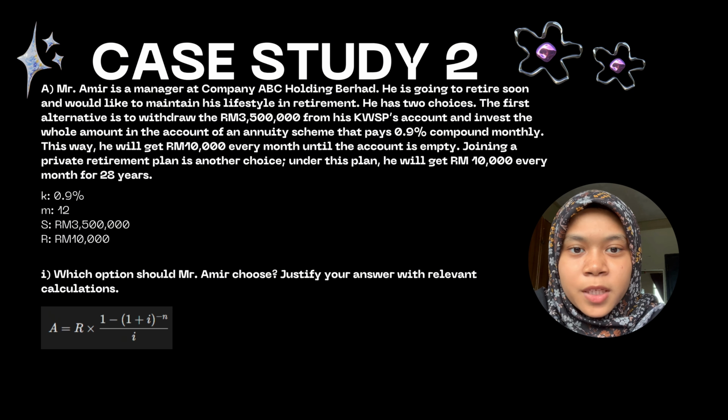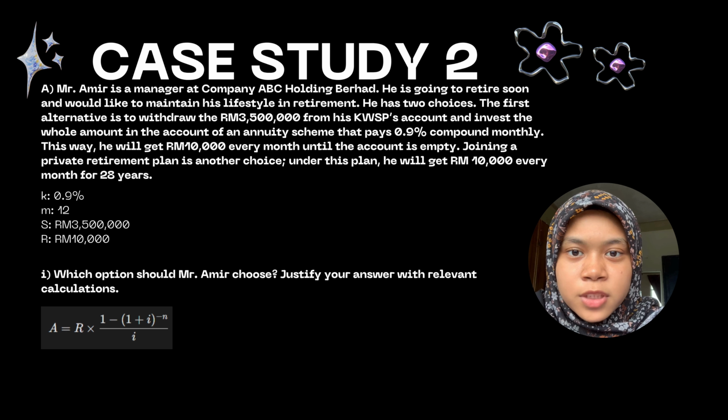Question A: Mr. Ami is a manager at company ABC Holding Berhad. He is going to retire soon and would like to maintain his lifestyle in retirement. He has two choices. The first alternative is to withdraw the 3,500,000 ringgit from his KWSP basic account and invest the whole amount in the account of an annuity scheme that pays 0.9% compounded monthly. This way, he will get 10,000 ringgit every month until the account is empty.